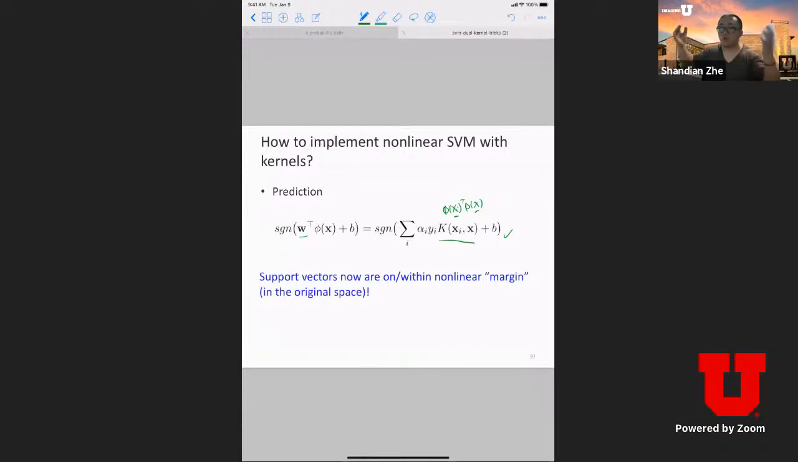Of course, we can all view them in the mapped feature space, right? So we have to project them back to the original feature space. In the projected feature space, the original feature space, the margin and the clustering boundary are all nonlinear.